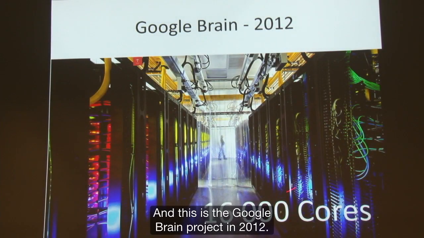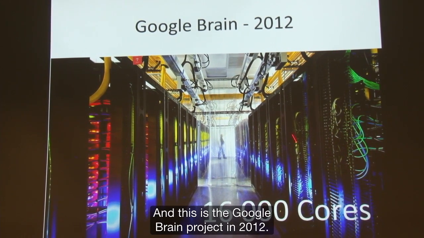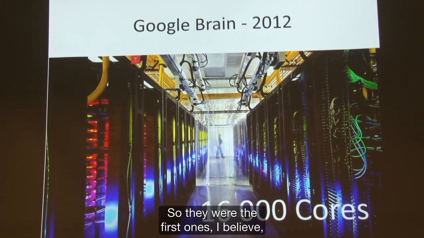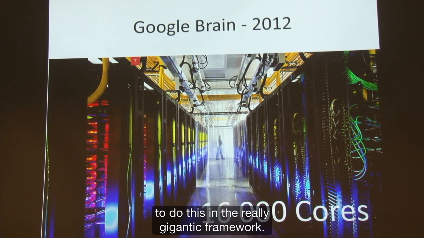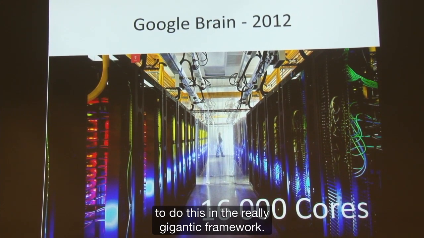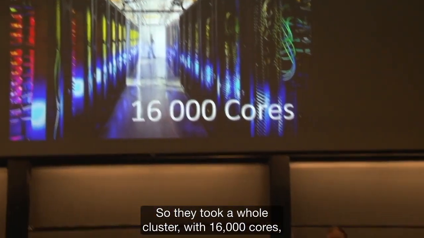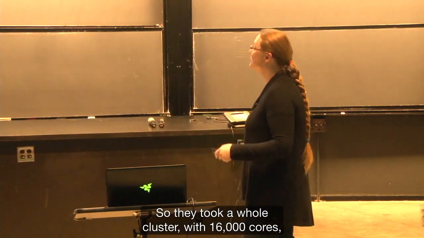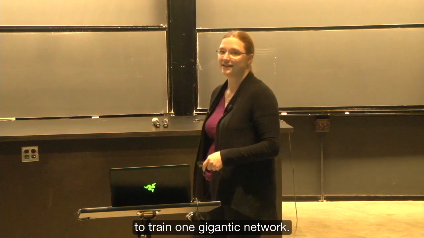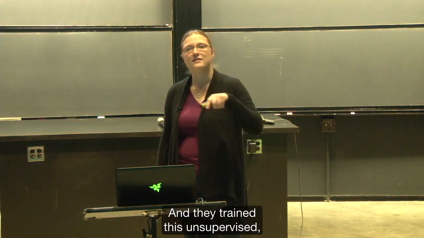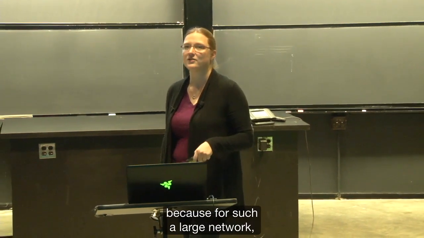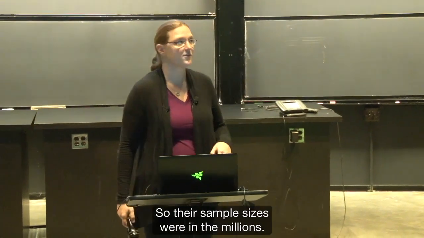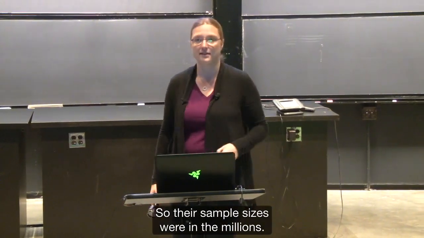And this is the Google Brain project in 2012. They were the first ones, I believe, to do this in a really gigantic framework. They took a whole cluster with 16,000 cores to train one gigantic network. And they trained this unsupervised because for such a large network, you need a lot of training data. So their sample sizes were in the millions.